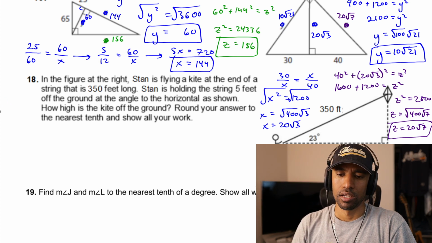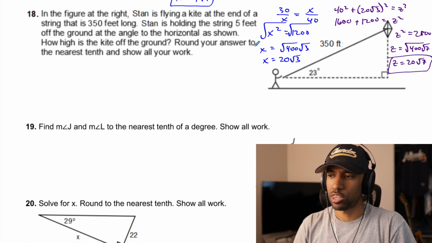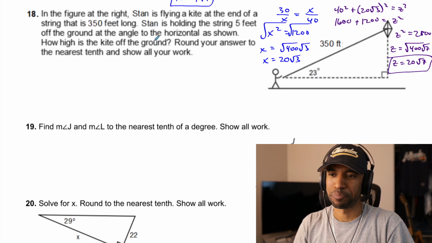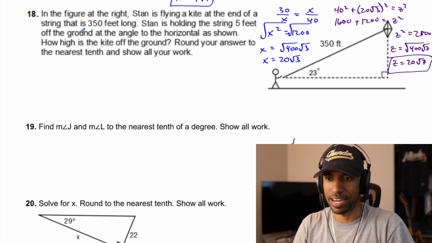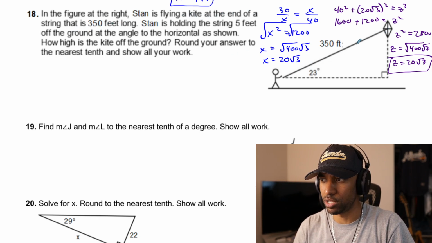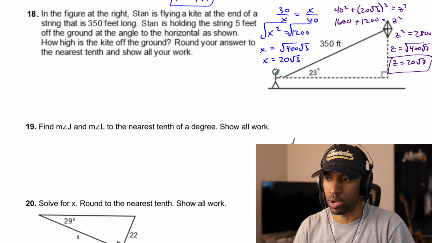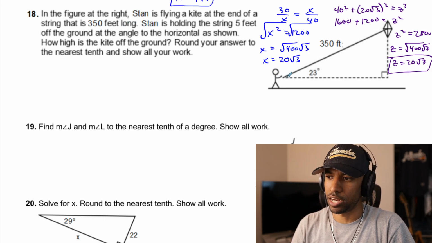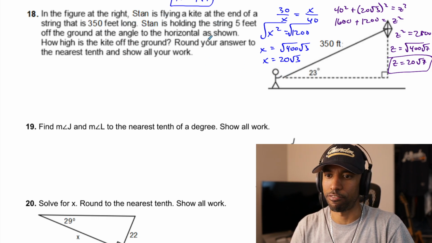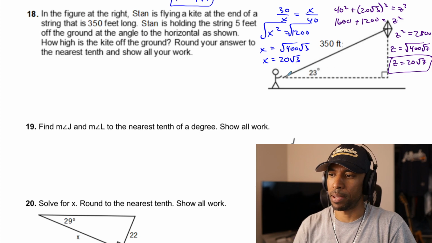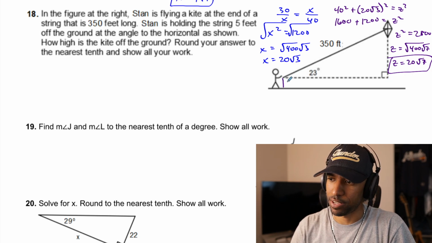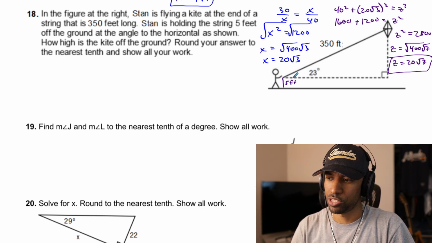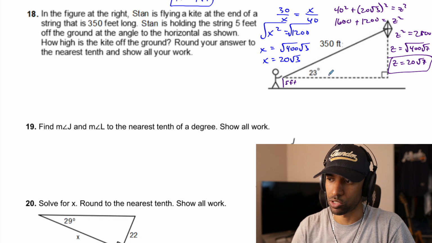All right. Number 18. In the figure at the right... Sorry about that. Stan is flying a kite at the end of a string that is 350 feet long. There's the string. There's the kite. There is Stan. He's letting go. There goes the kite. Stan is holding the string 5 feet off the ground. So, guys, this is 5 feet. And here's a principle we can apply. This is a horizontal line. The ground is also horizontal. That makes these parallel. That also means, guys, this is 5 feet. We might use that later.